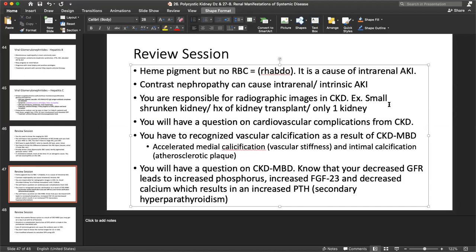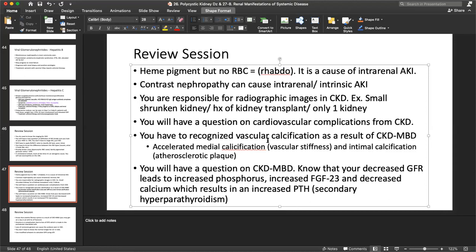Make sure that you look for the radiographic images in CKD, like a tiny shrunken kidney, history of kidney transplant, only one kidney. Make sure you know that. That would automatically be a cause of CKD, because that's an anatomy variation. You're going to have a question on the cardiovascular complications of CKD, so make sure that you know that as well.